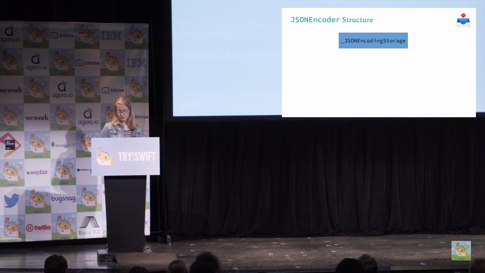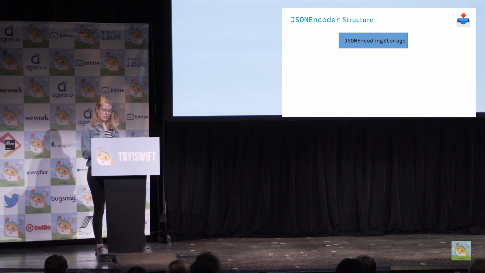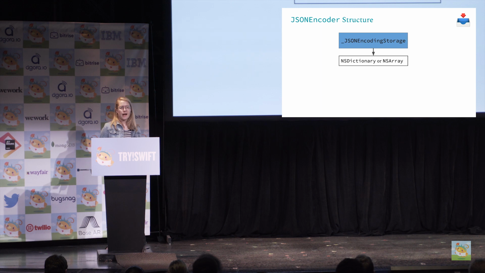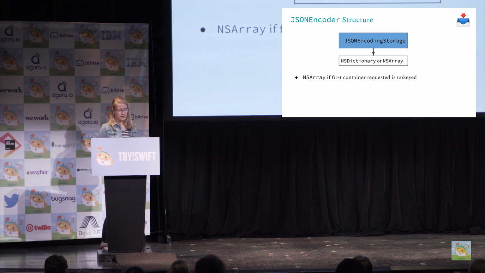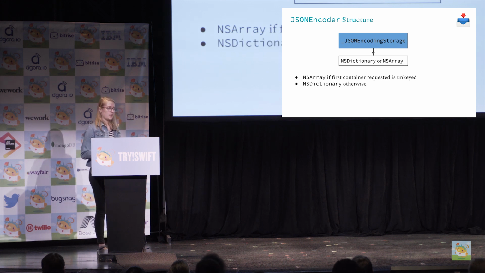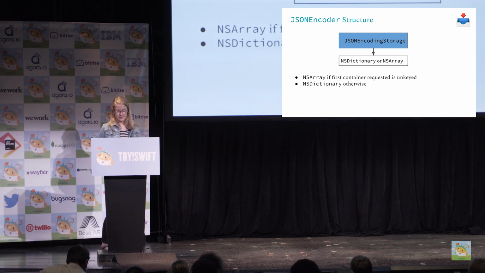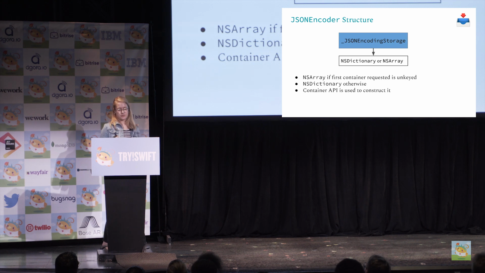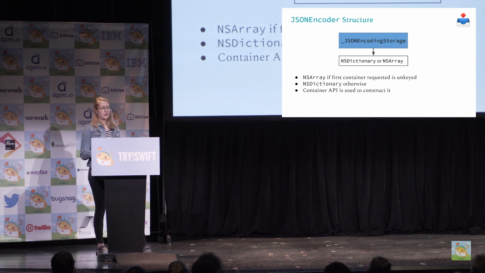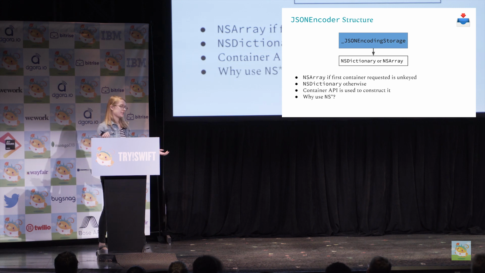And JSON encoding storage, let's talk a little bit about what's going on inside there. So this is backed by either an NSDictionary or an NSArray. It's going to be an NSArray if the first container that you request when you're encoding something is unkeyed. And otherwise, it's going to be an NSDictionary for a keyed container. And the container API is what's used to actually construct and put values into this NSDictionary or NSArray.